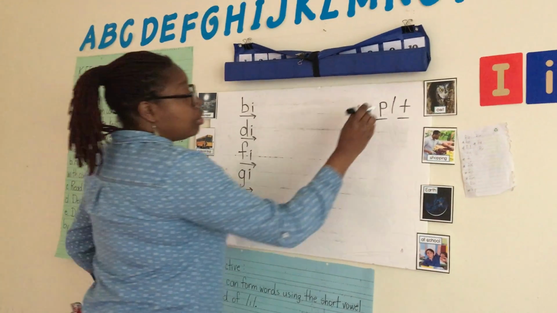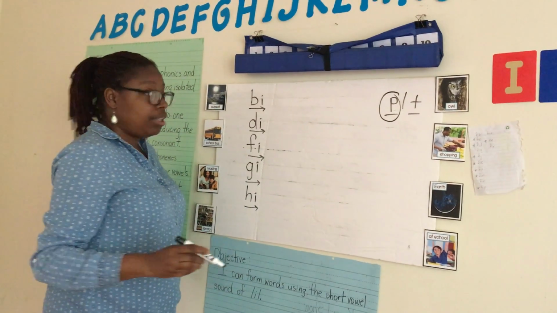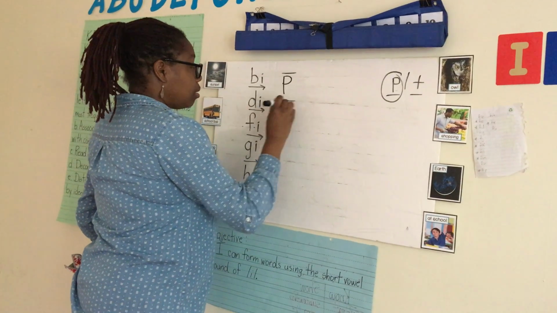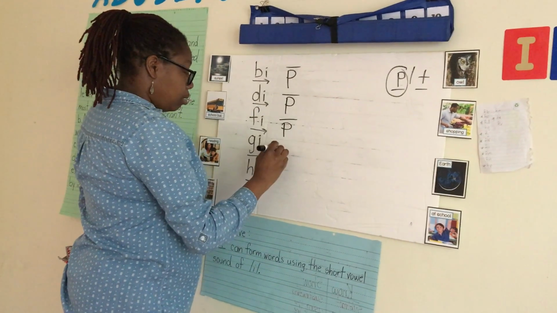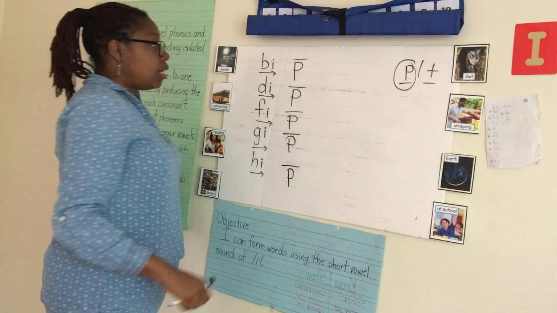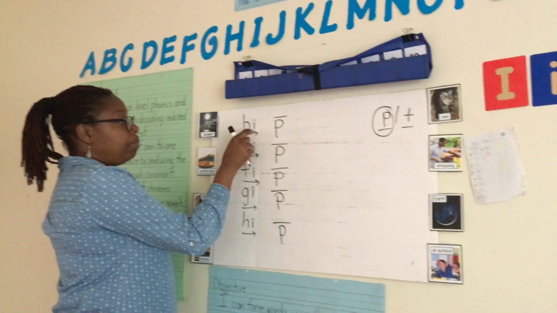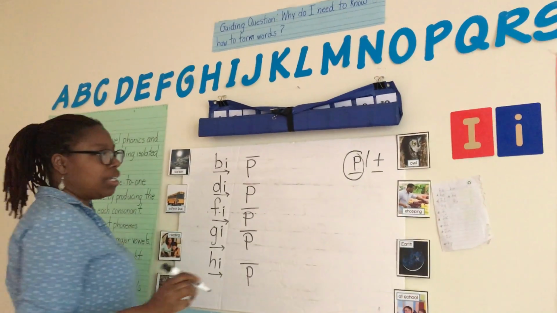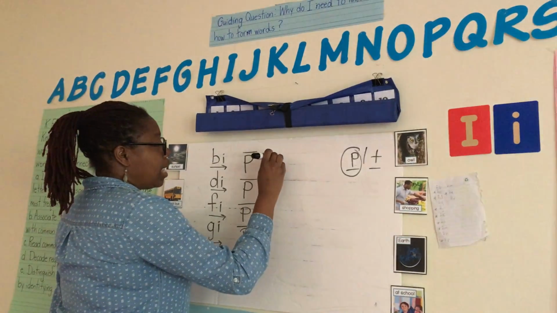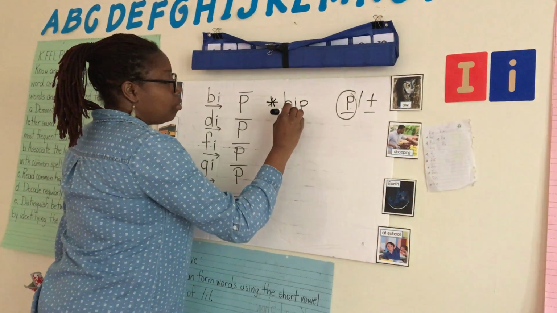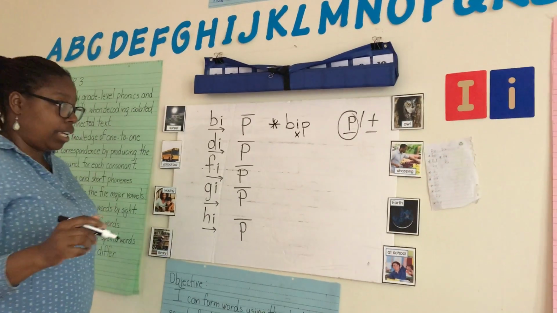Now we're going to use P as our ending sound to build or form our next set of words. All right, so let's go ahead with our slide. B, P, B, P, bip. Now, bip is a nonsense word, so I'm going to go ahead and write the asterisk and make the word bip. Bip is a nonsense word. I'm still going to mark the vowel with an X.